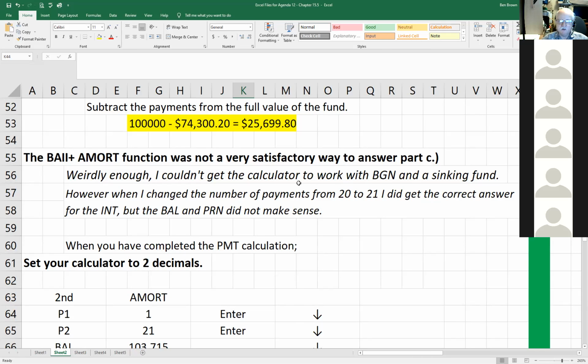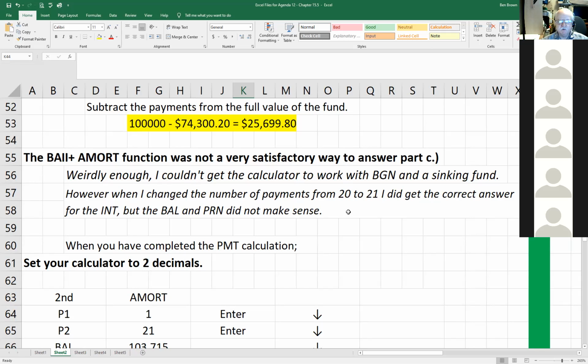I don't know why that didn't work. I couldn't find anybody on the internet that could tell me how to do that. So I've never figured out how to do this with the amort function on the BA2+.